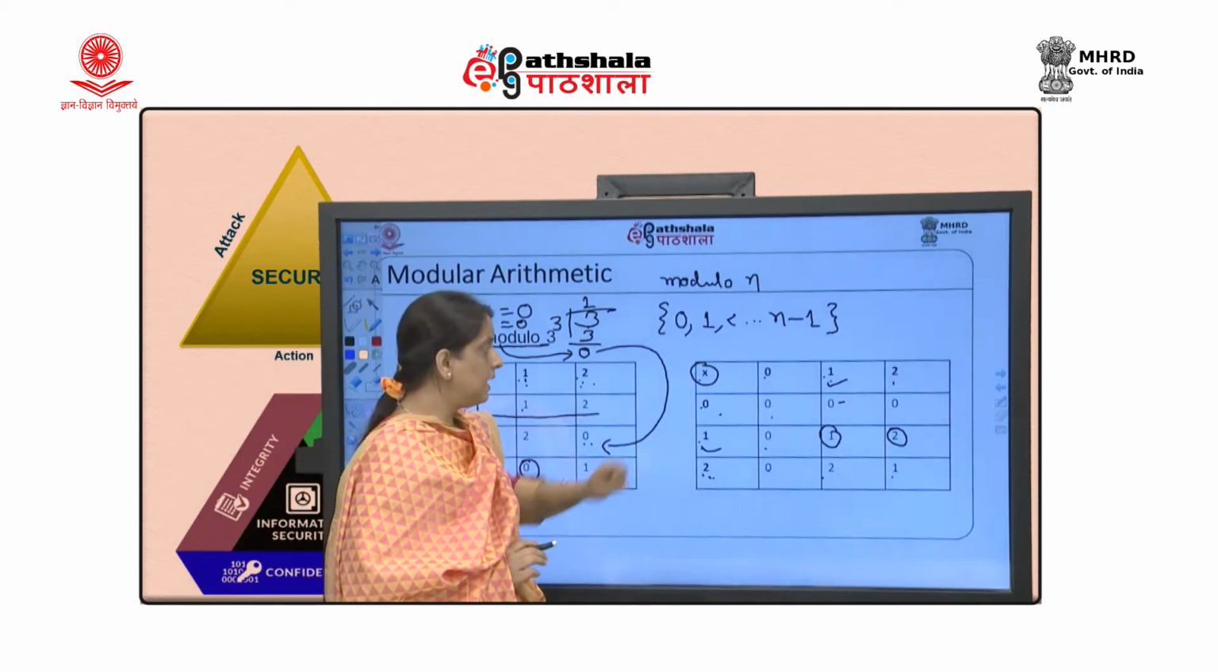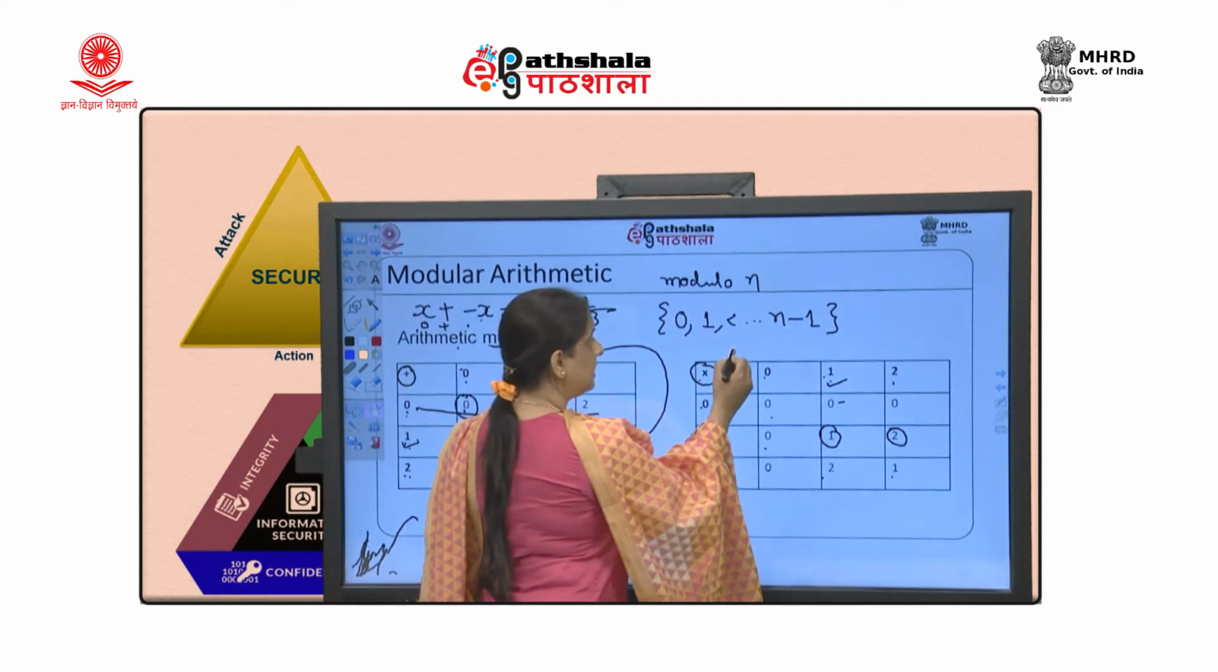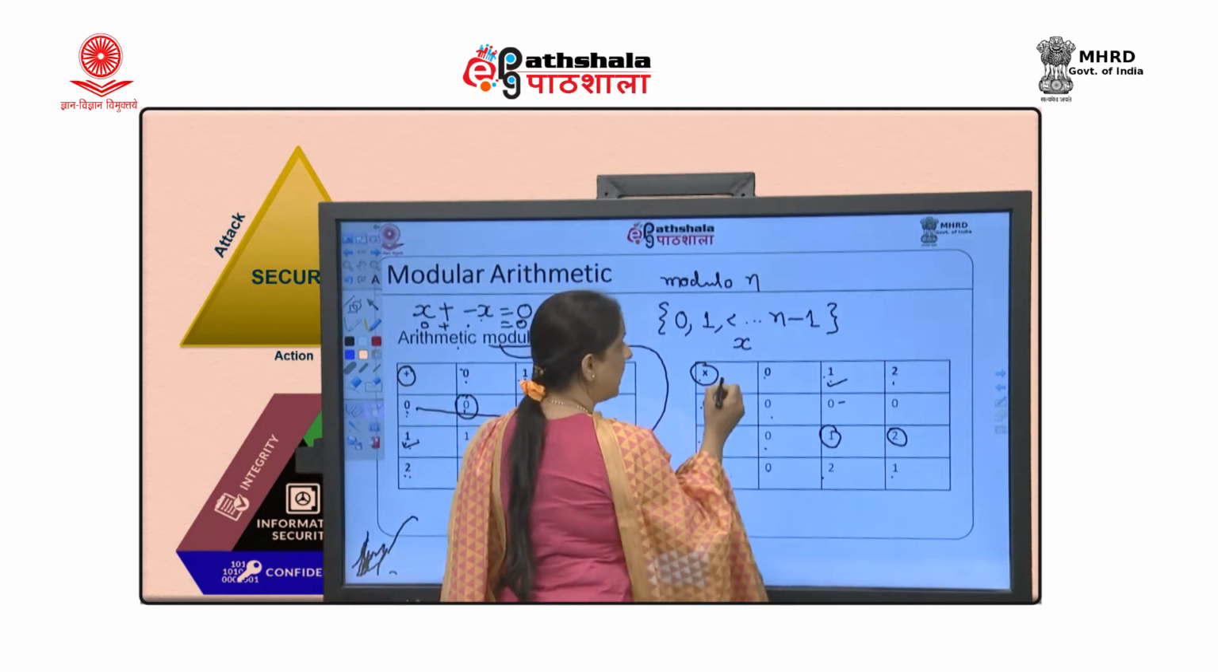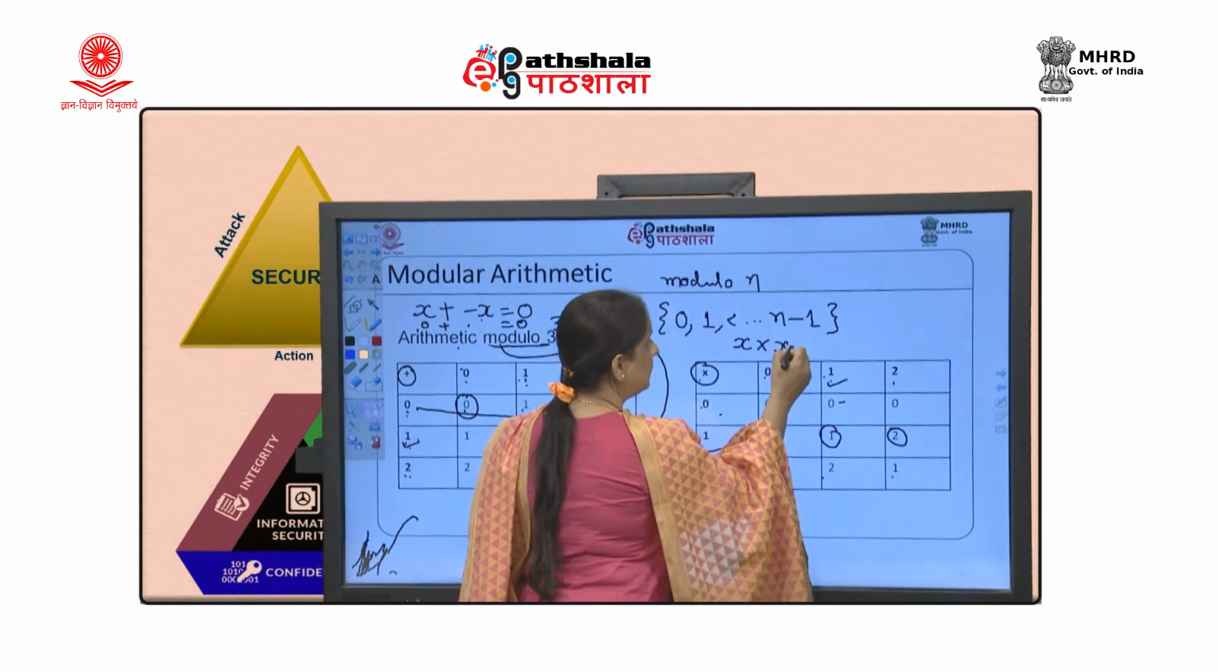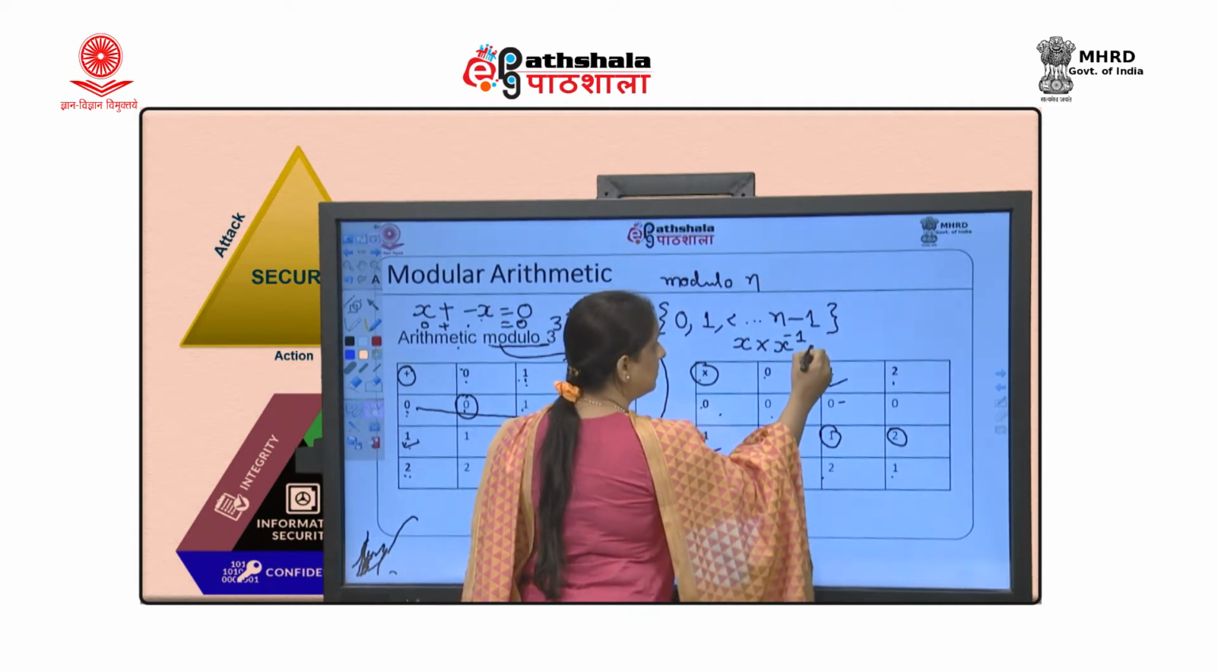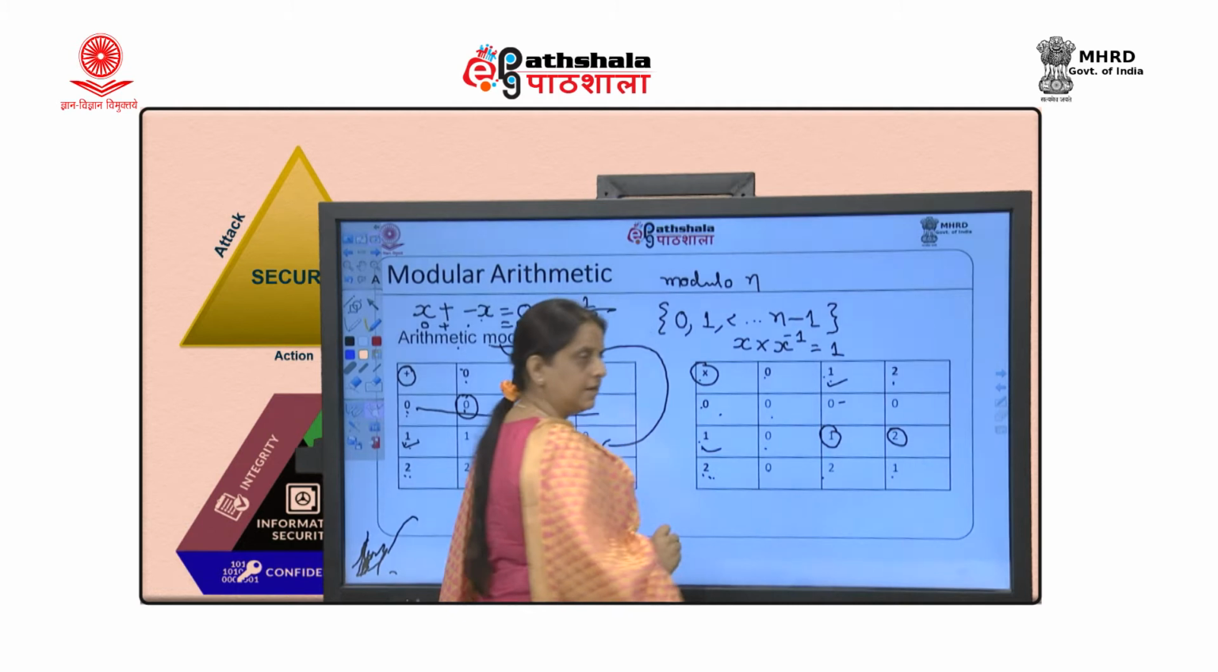Now what about the multiplicative inverse? The multiplicative inverse says that if I have x and I multiply x by its multiplicative inverse, I will get 1.